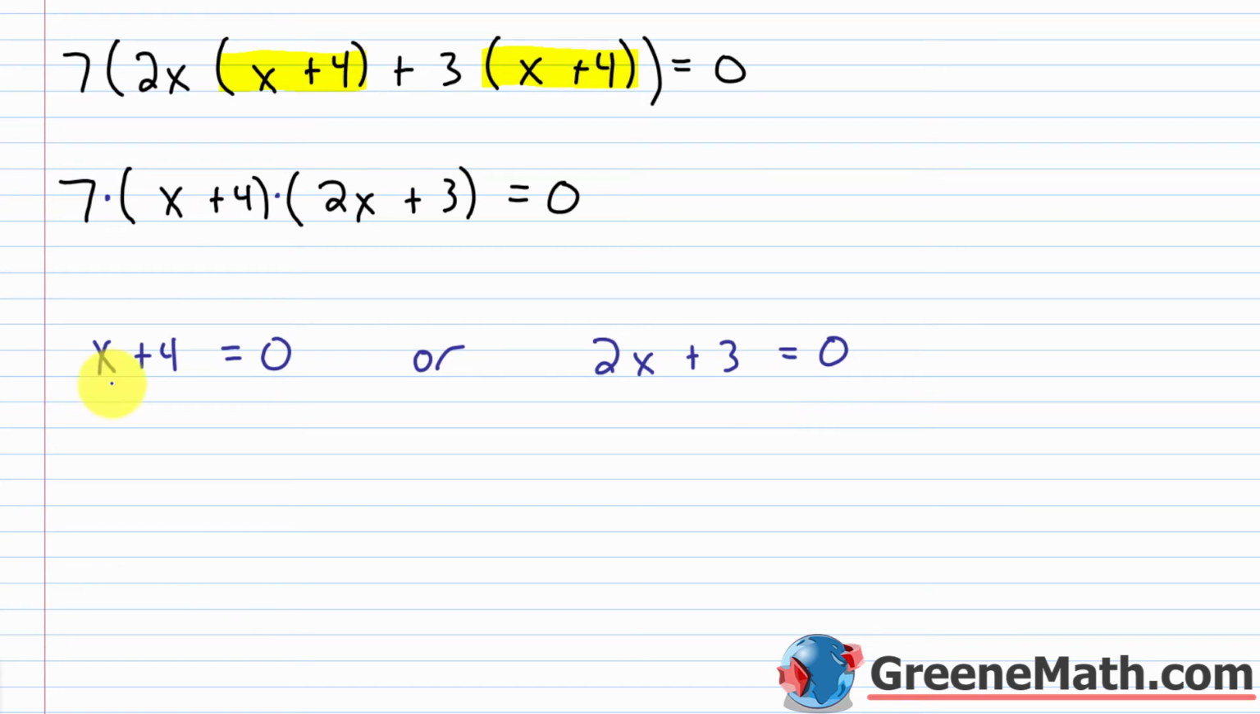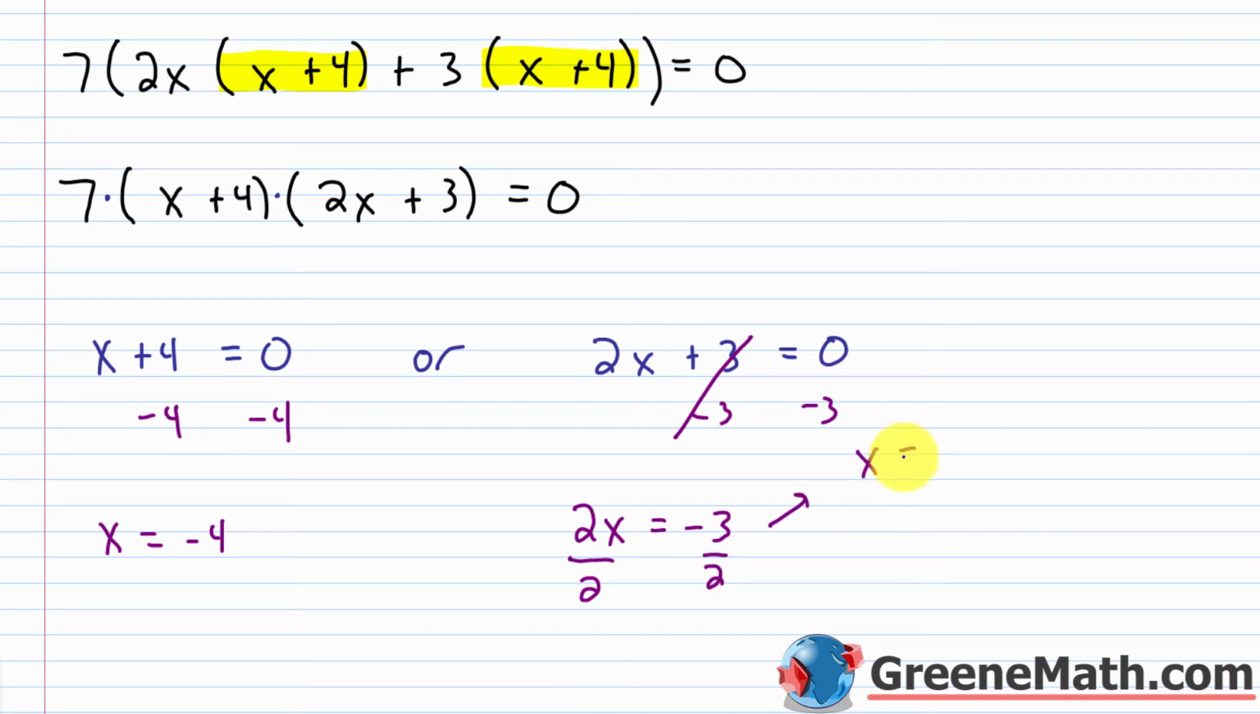Okay, so that's what we're just doing here. It's just a little bit more complex. All right, so to solve the first one, I just subtract 4 away from each side, and I get x is equal to negative 4. For the second one, I subtract 3 away from each side. This cancels. I get 2x is equal to negative 3. I divide both sides by 2, and we end up with x is equal to negative 3 halves.